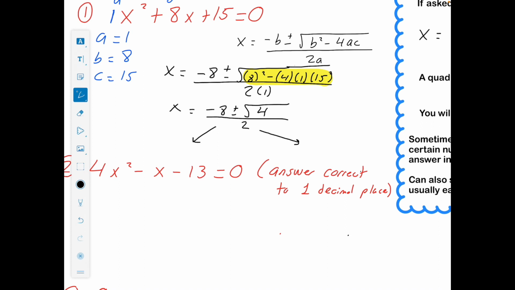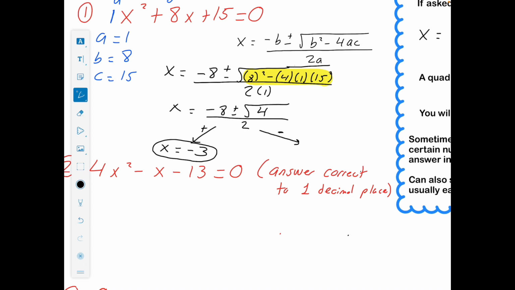So take 2 separate arrows. And I'm going to put this into my calculator now. I'm going to press the fraction button first. And then minus 8. And I'm going to choose plus first. So I'm going to say minus 8 plus the square root of 4 all over 2, because 2 by 1 is 2. And I get out x is equal to minus 3. Okay, that's one of my answers.